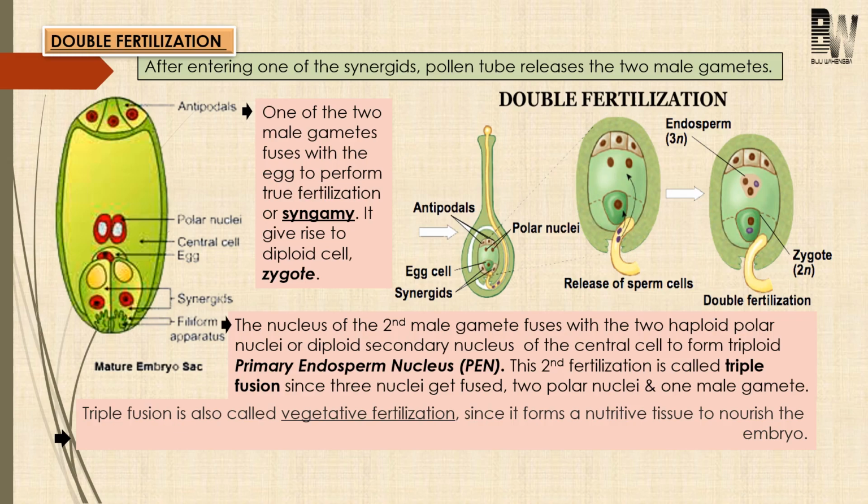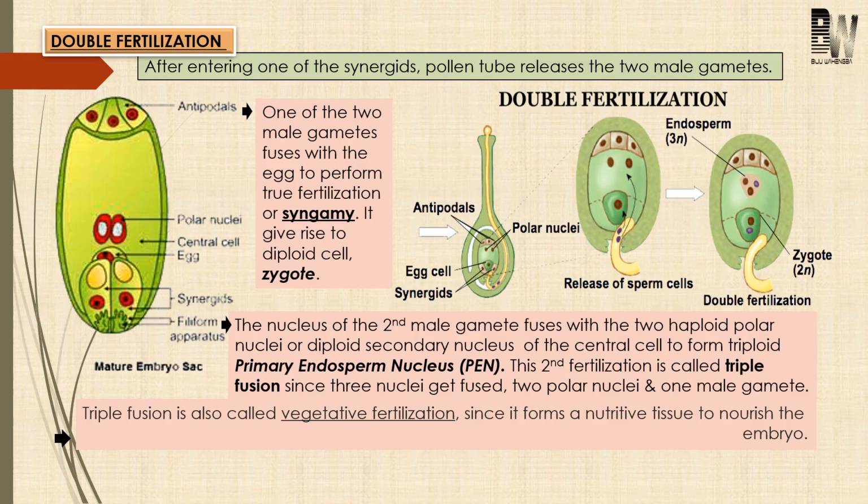After this, one of the male gametes will fuse with the egg, and this is the first fertilization. This first fertilization is known as syngamy or true fertilization, and it will result in the formation of a diploid cell known as the zygote. I will repeat. First of all, one of the male gametes will fuse with the egg. This is the first fertilization. We call it syngamy, and it results in a diploid zygote. This is the first case.